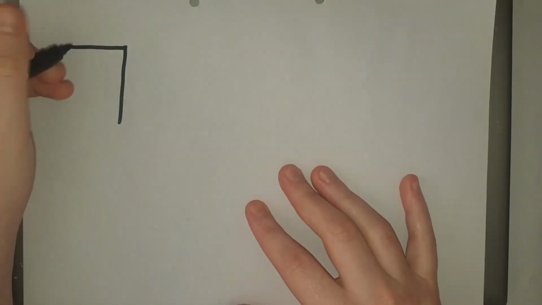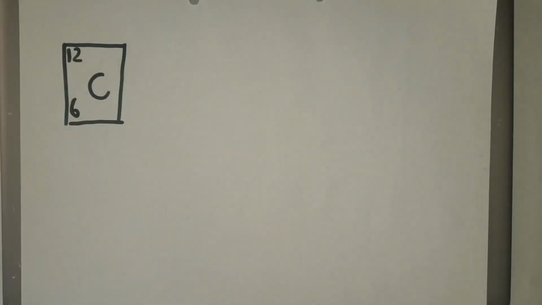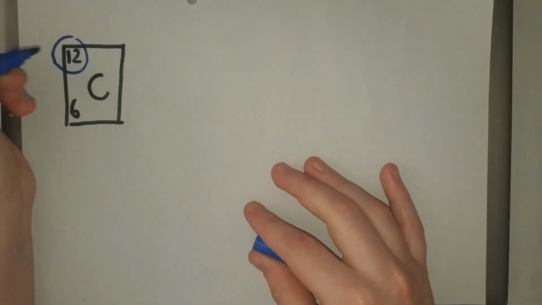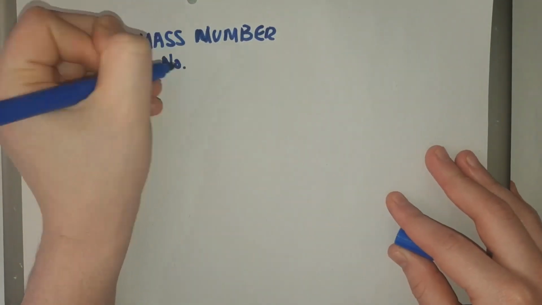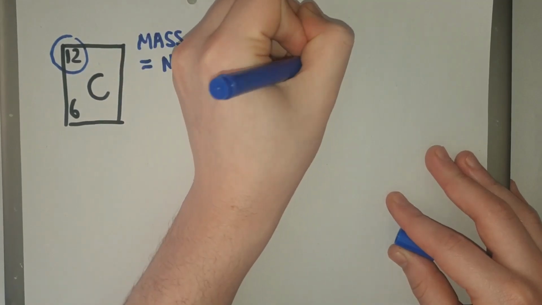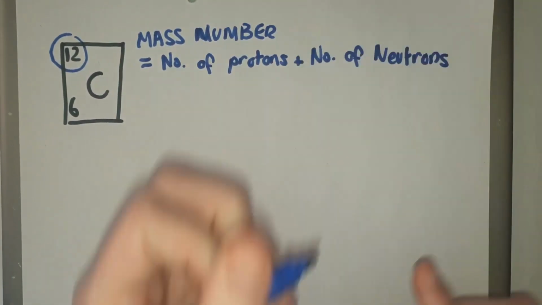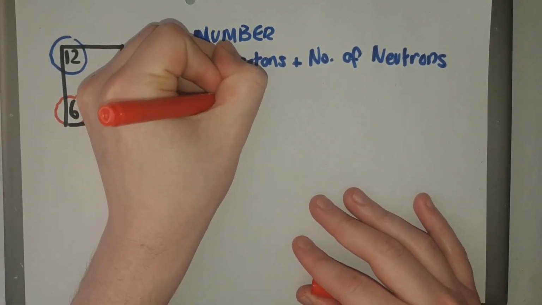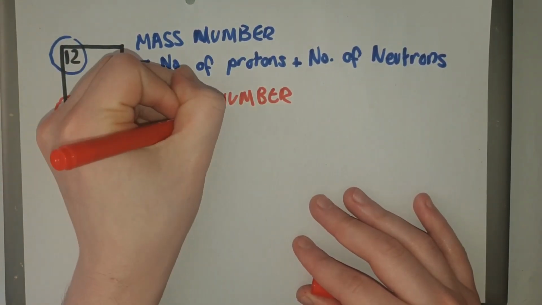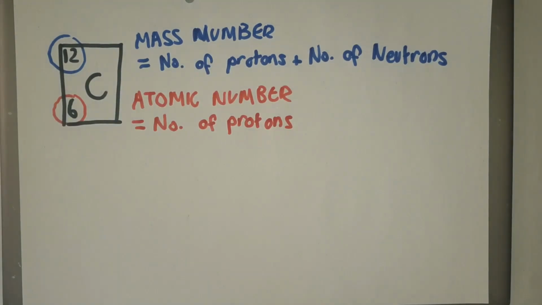To find the number of protons and neutrons of each element, we need to look at the periodic table. Each element on the table is associated with two numbers, so let's look at carbon for an example. If we look up carbon on the periodic table, we see it has the numbers 12 and 6 associated with it. So the bigger number is the mass number. This is the number of protons and neutrons in the atom. And the smaller number is the atomic number. This tells us the number of protons in the atom.